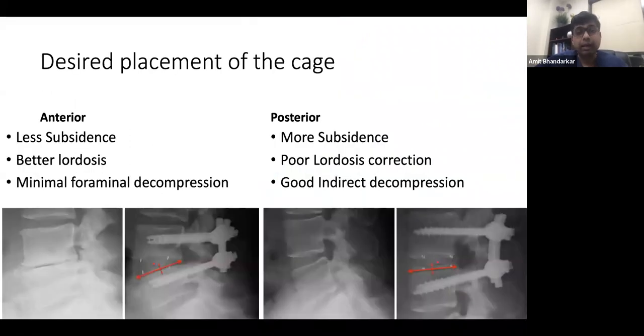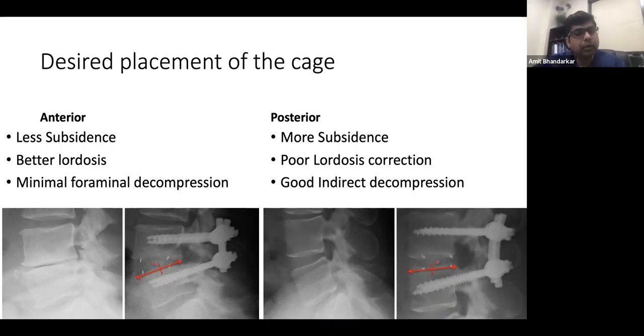Now, the desired placement of the cage. Where do we need to place the cage to obtain certain benefits? There are two cage placements, anterior and posterior, when we study the lateral views. With anterior placement, as I said earlier, when it's placed into the anterior apophyseal ring area, which is a little thicker, there is less subsidence. With posterior placement, there are high chances of subsidence. There's also a high chance of extrusion or posterior cage migration.